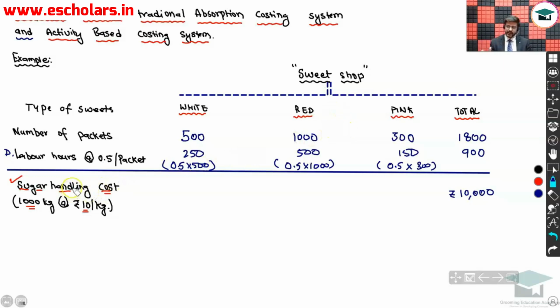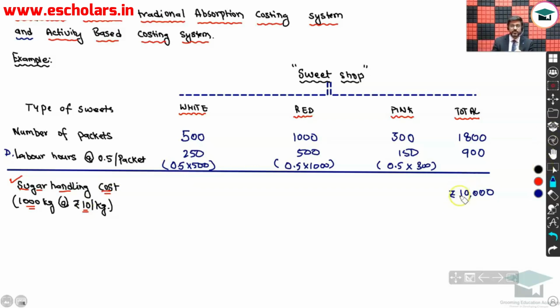Now a simple question which I am going to ask you. Is this sugar handling cost of 10,000 an overhead for you, or is it a direct material or direct labor cost? Now many of you might be thinking, sir, it's a direct material cost. Let me give clarity on this point. This is the handling cost of sugar, not the sugar's cost. You understood now? This is the cost of handling the sugar, loading, unloading, carrying the sugar.